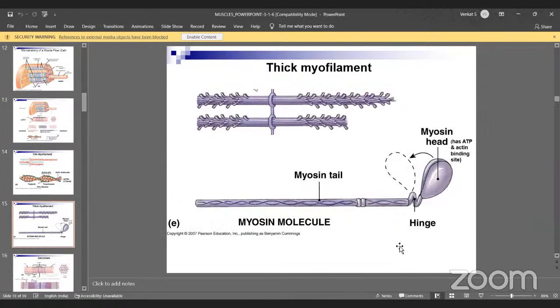The next one, the thick myofilament. The myosin head has ATP and actin binding sites. The myosin tail filament.